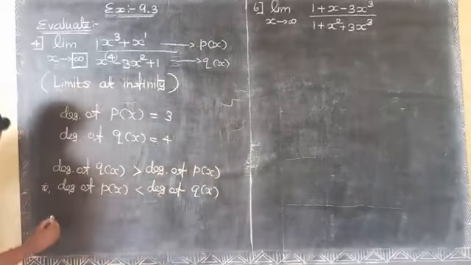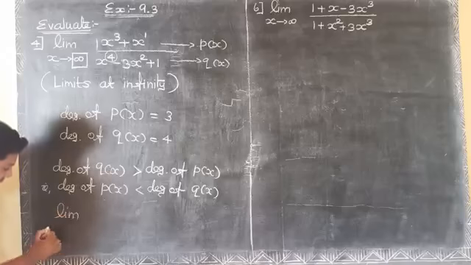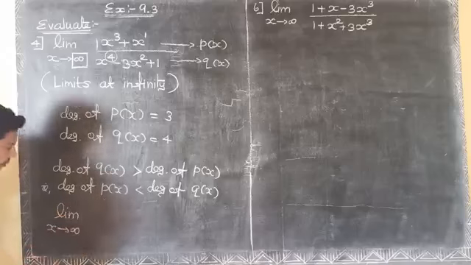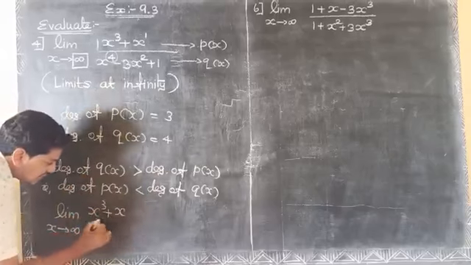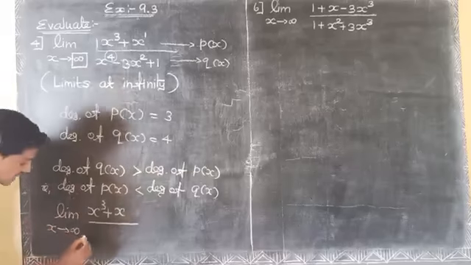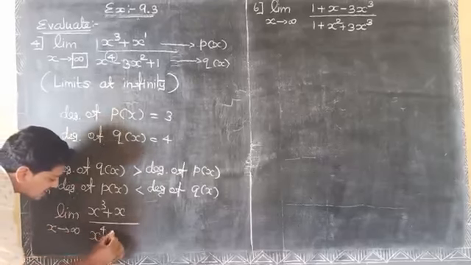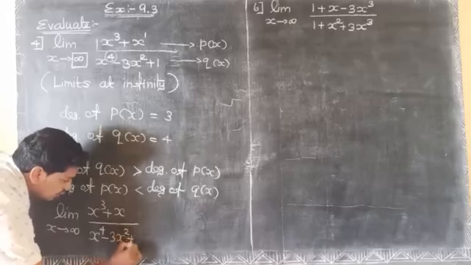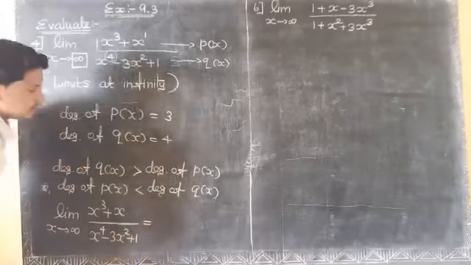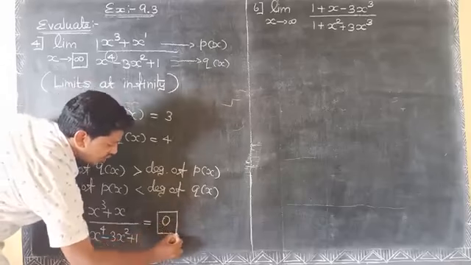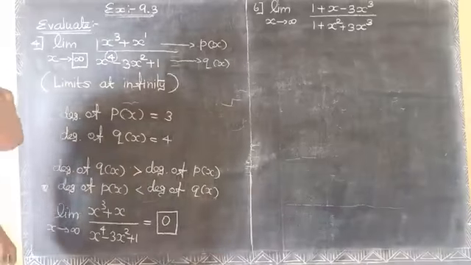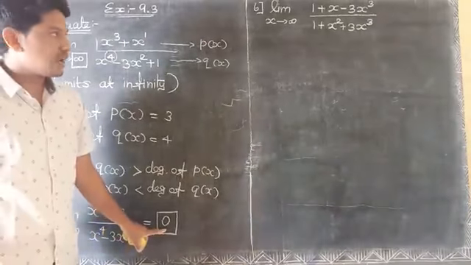Therefore, for the given function, the limit as x approaches infinity of p of x, that is x cube plus x, divided by q of x, x power 4 minus 3x square plus 1, is equal to 0. Therefore the function has the limit 0.